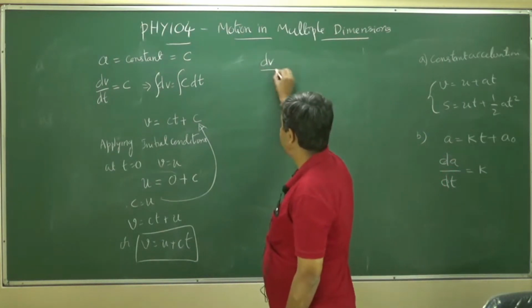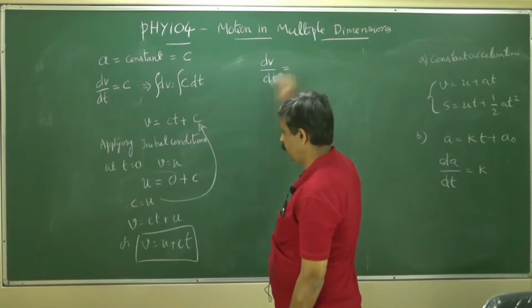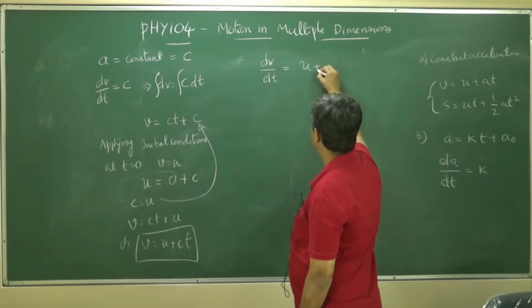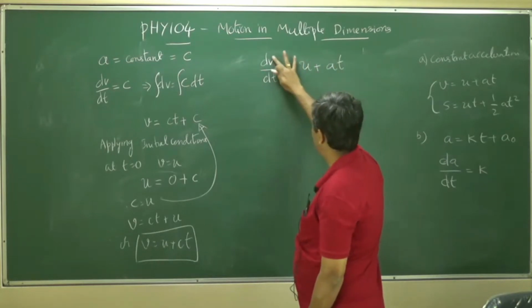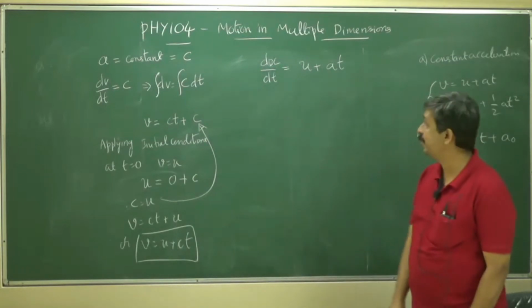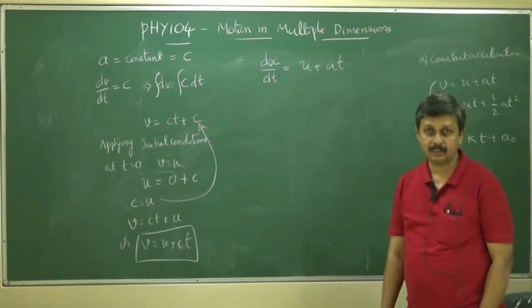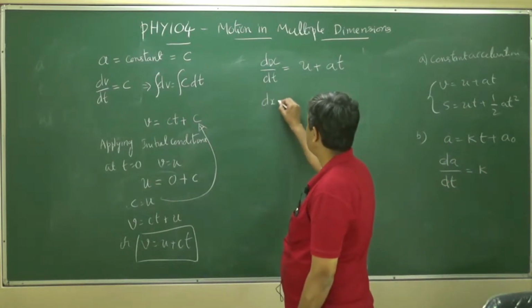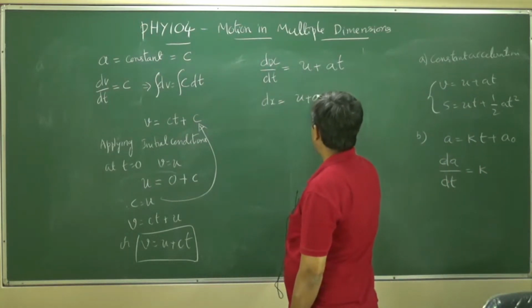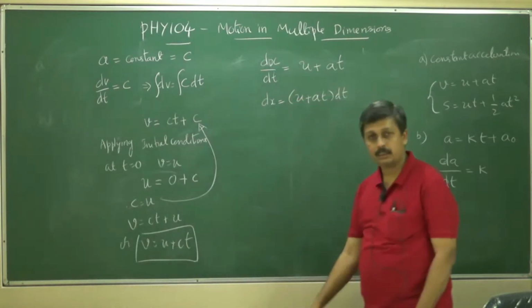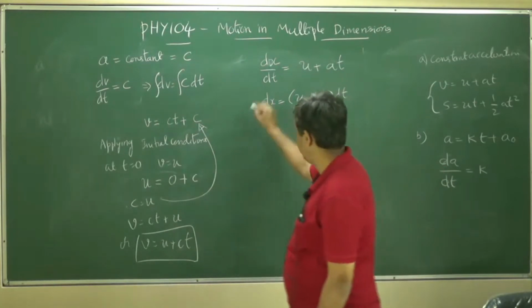Now we will go to the next step. So we will say v is equal to dx by dt. Sorry, not dv by dt. dx by dt is equal to u plus at. Dx is equal to u plus at dt. Integrate.